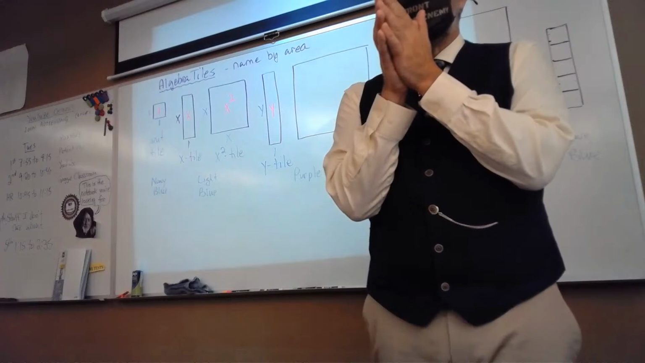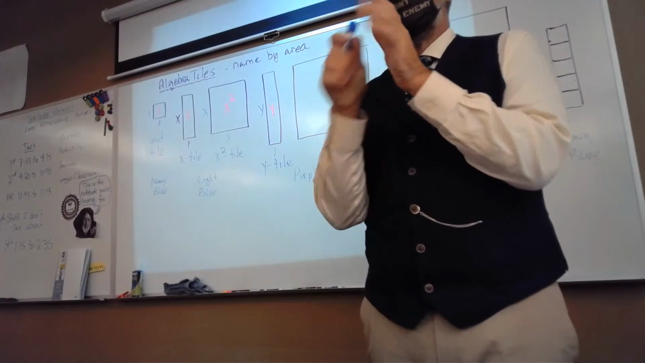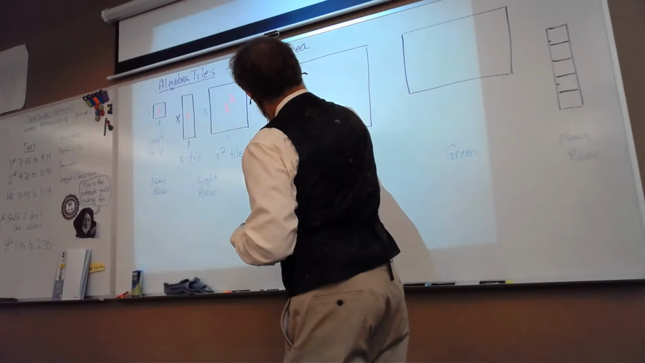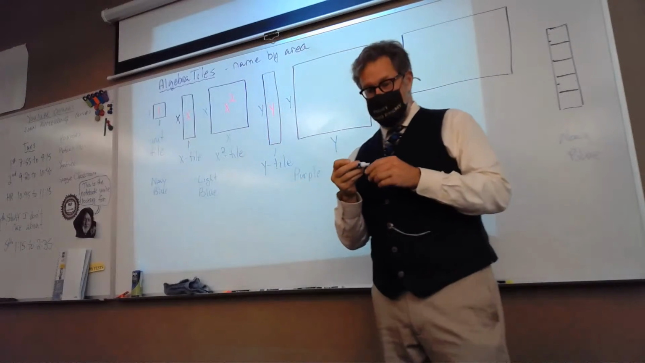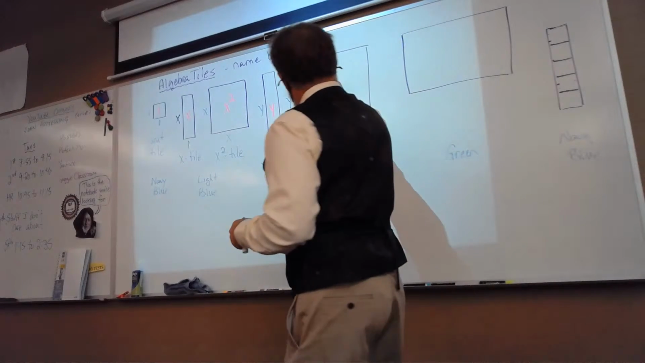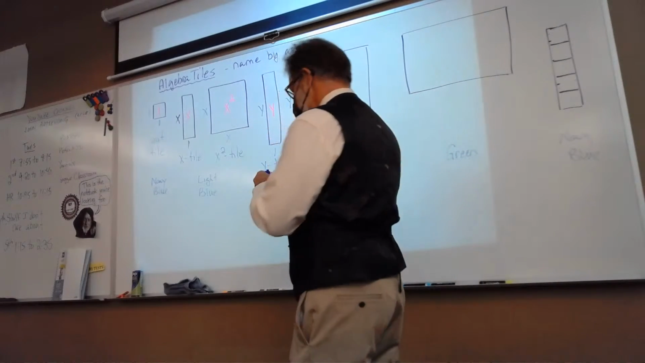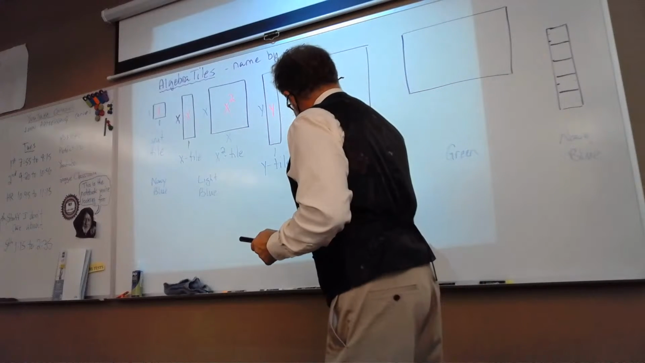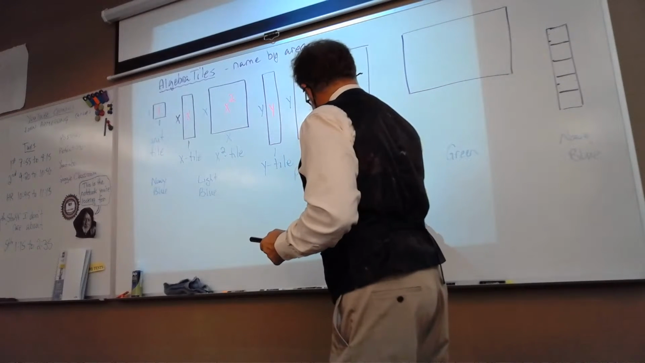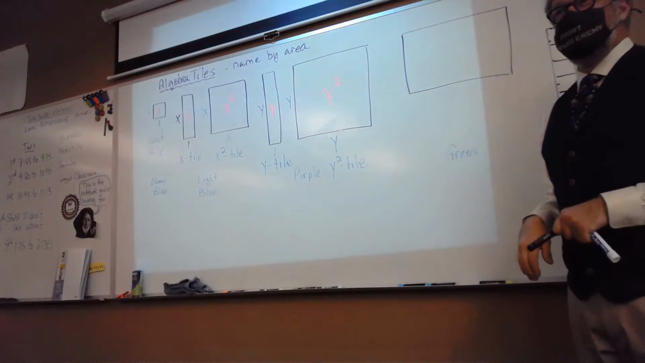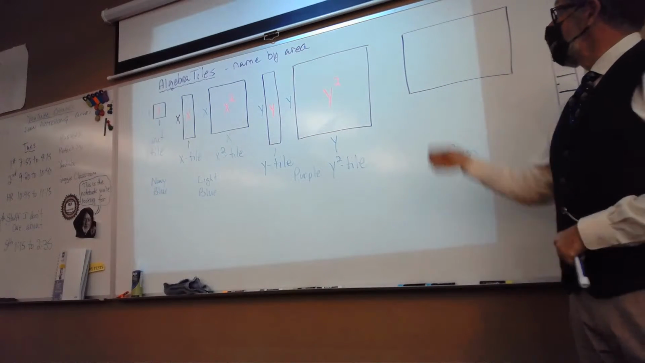Daniel, dimensions. Y times Y. Y by Y. Area. Y squared. Name. Y squared tile. Nice. We good? Yes. One left.